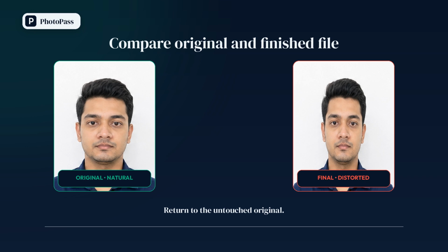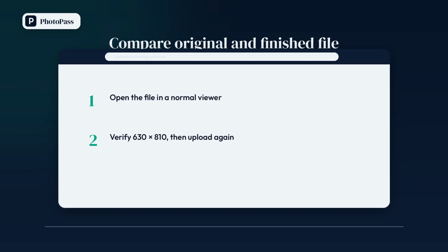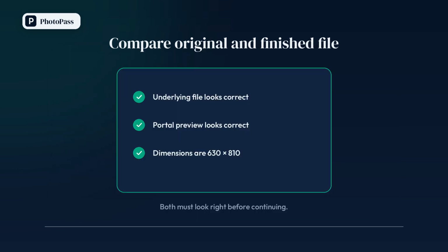If the photograph looks normal on your computer but appears stretched only inside the Passport Seva preview, first confirm that the actual file is exactly 630 by 810 pixels. Open it in a normal image viewer and compare it with the original. If the file is correct, try uploading again from a desktop computer using an updated browser. Do not assume that a visibly distorted preview is safe. Make sure the preview and the underlying file both appear correct before continuing.